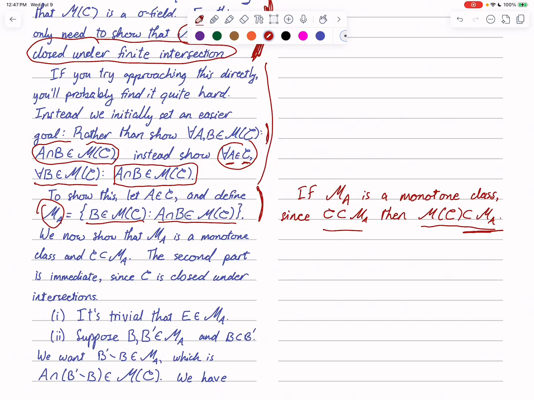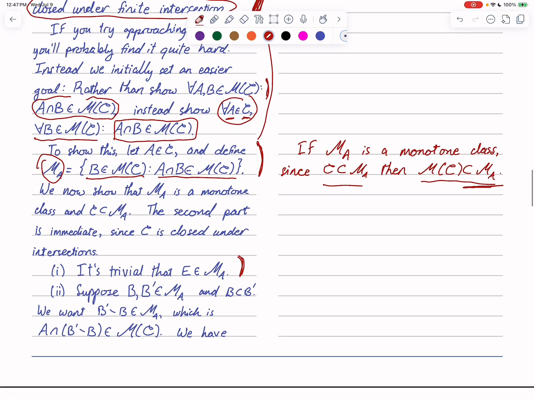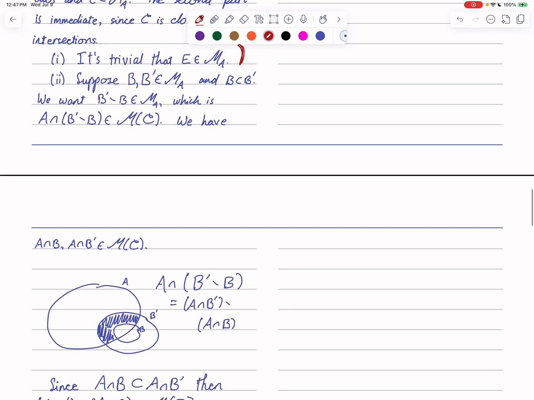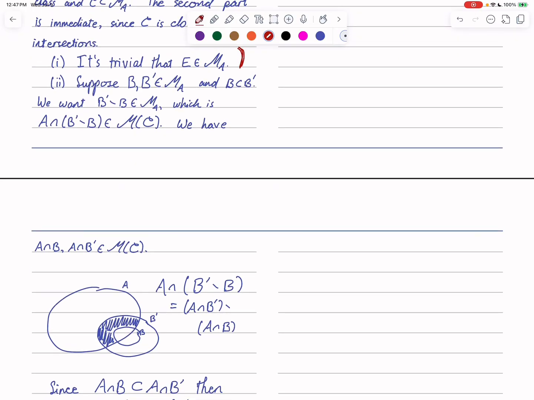We're going to show that this M sub A is a monotone class. To show that, we approach it directly. It is trivial to show that the universal set E is in M sub A, so I'm not going to bother with that. That's really, really obvious, right? If you just take E intersected with A, then you just get A. A is already in M sub A, so that's really easy.